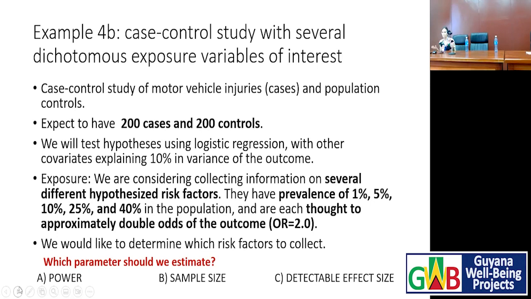So we have some information to say each of those might be associated with about a 2.0 odds ratio, and we want to decide which of those risk factors we should collect. Any ideas about which parameter we should estimate?